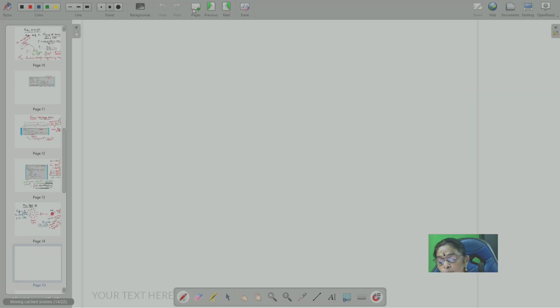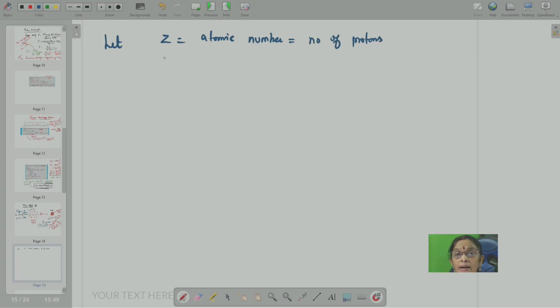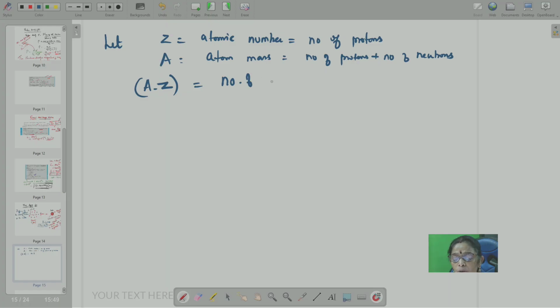So now how do we find out the mass? Let Z be equal to the atomic number. That is nothing but what, children? Number of protons. Okay, right? What is A, children? A is nothing but the mass number, which is the number of protons plus what? Number of neutrons. Be careful. Number of neutrons plus protons. Next, A minus Z. Subtract both. That will be equal to the number of neutrons.